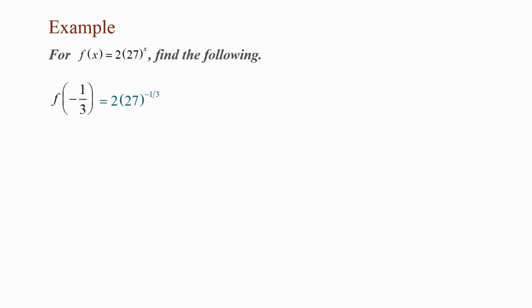Replacing x with 1/3, I have 2 times 27 to the negative 1/3. 2 has an exponent of 1, which is positive. 27 has an exponent of negative 1/3, which means I need to flip the 27 to the negative 1/3. I have 2 times 1 over 27 to the 1/3. Since the third root of 27 is 3, I now have 2 times 1/3, which is just 2/3.